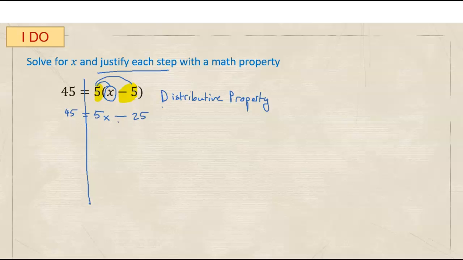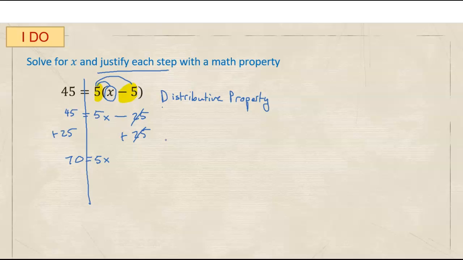Okay, so our next step in solving, we're looking for what's furthest away from x. Looks like this minus 25. So we'll add 25 to get rid of it. Add 25 to both sides. These 25s cancel. We get 45 plus 25, I believe that's 70, equals 5x.